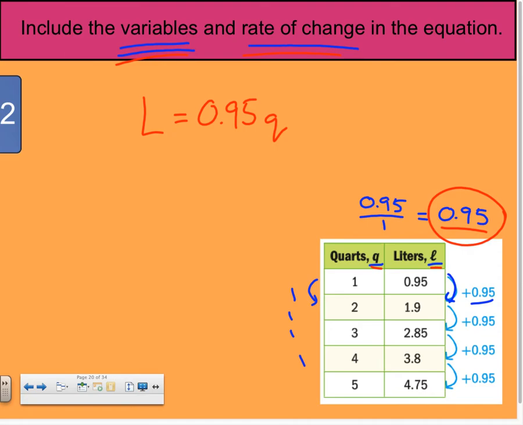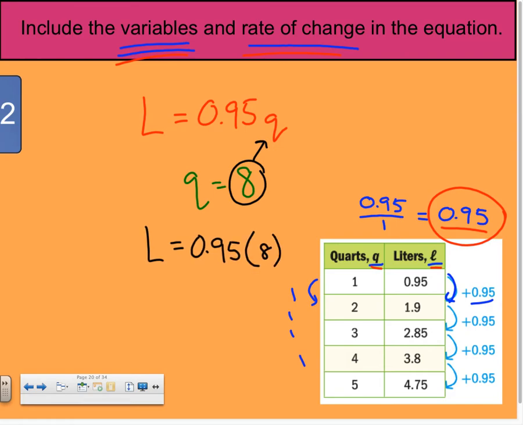Now, if we look down at example 2, they ask us, how can I use that equation if I know the number of quarts? So they're telling me that I'm going to have 8 quarts. Well, once I have the equation, I've done the hard part. And all I have to do at this point is take what Q is and substitute it into the equation. So if I rewrite this equation now, I have L equals 0.95 times 8. And when we do 0.95 times 8, we get 7.6. So L equals 7.6.